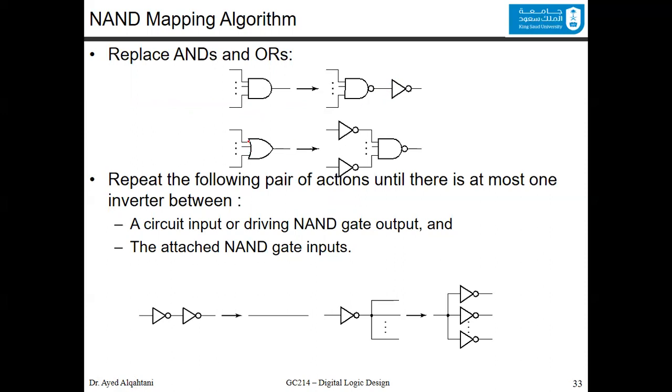The OR, any OR, you change it to NAND this way. So you convert the OR to AND, and then you invert everything. You invert the output and every input. This way, you will convert the OR to NAND, and those bubbles in the input will be inverters.